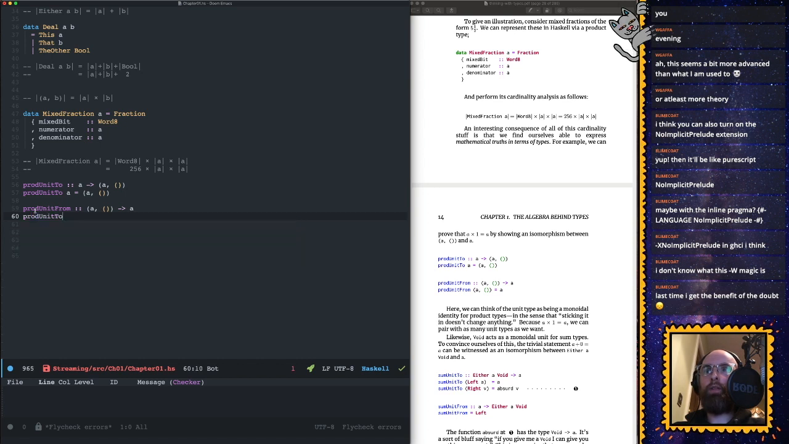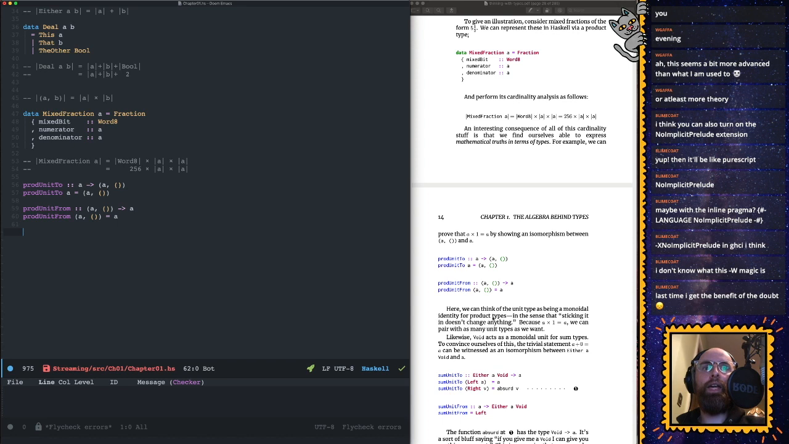Prod unit from, and that will equal, oh, I should have done this first, shouldn't I? Whoa, look at that. Didn't want it like that. There we go. And that just equals A. Okay, that makes sense, doesn't it? Looking at the types, it's pretty self-explanatory.